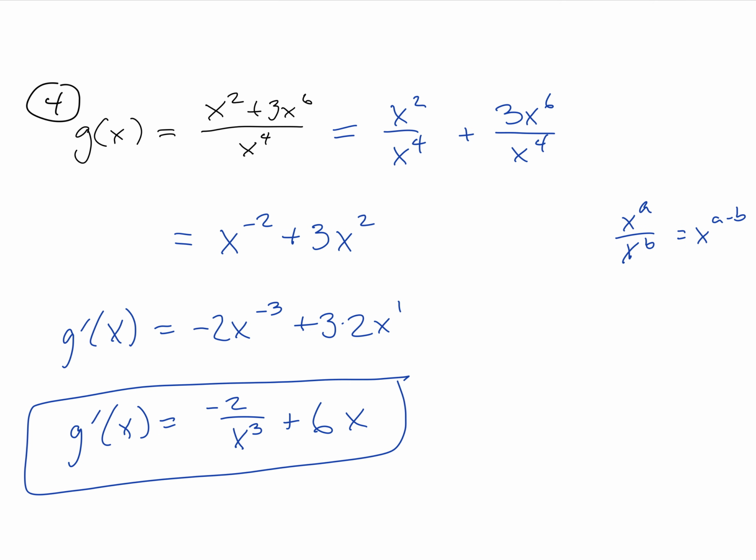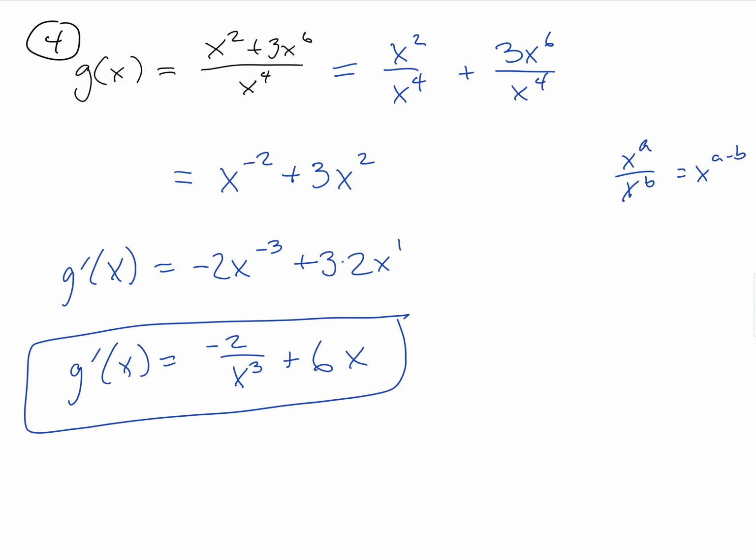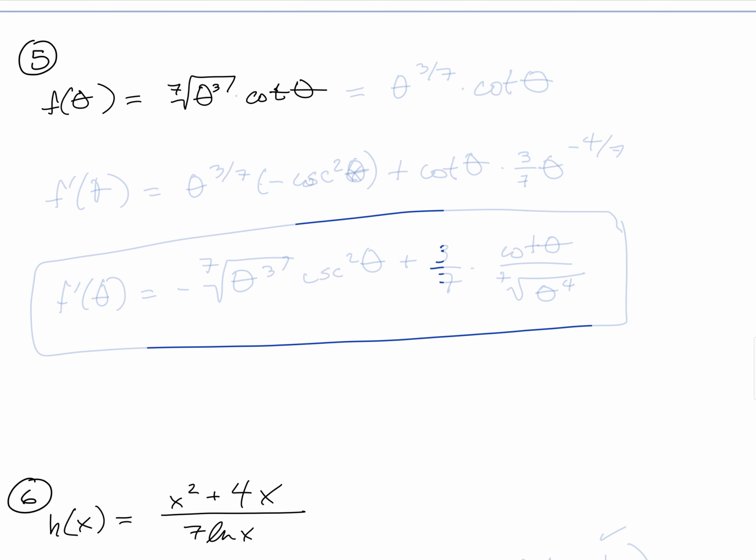All right, f of theta equals the 7th root of theta cubed times cotangent of theta. And there's a little product there. In general, if you see two functions written right next to each other, you assume that they are multiplied together. So we're going to do a quick rewriting of that. That's equal to theta to the 3/7. Remember, the root goes in the denominator of the exponent, times cotangent of theta.